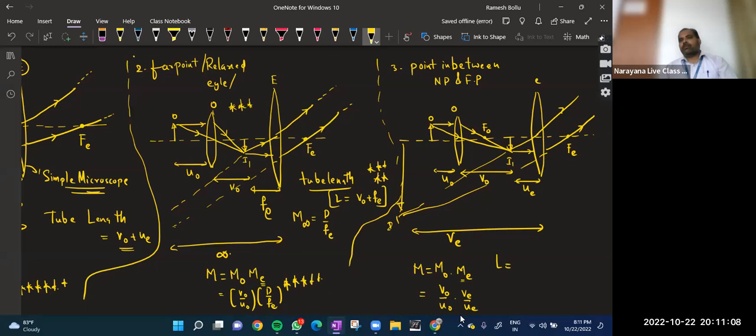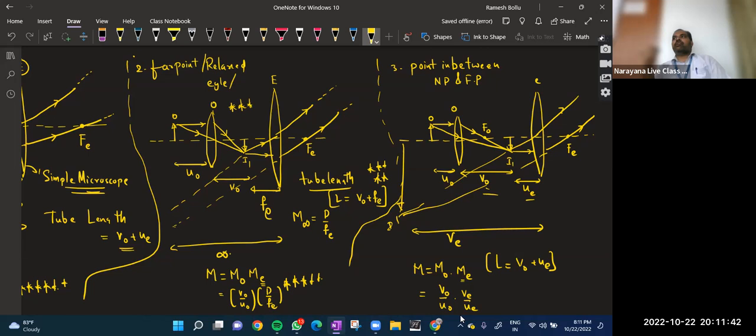What is the tube length? What is the tube length I am asking? How much? VO plus UE only, no? This is called tube length. Definitely you will ask me, sir, if I watch this compound microscope, that image will be inverted only, no? Have you noticed all final images are inverted only, no? That is what you cannot notice, you cannot diagnose properly. Are you understanding, friend?